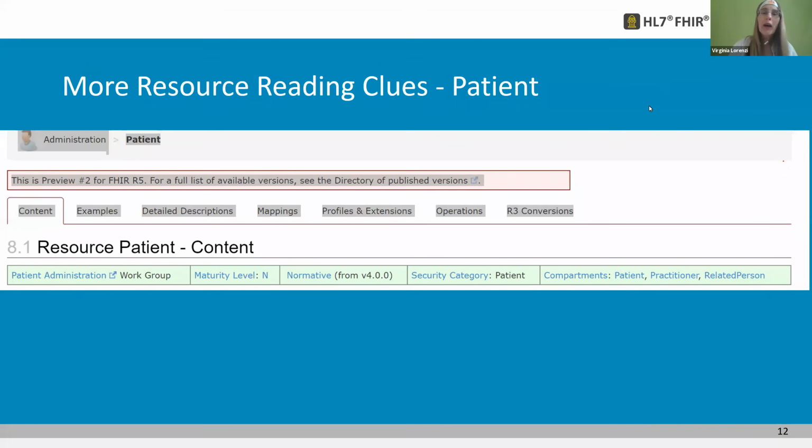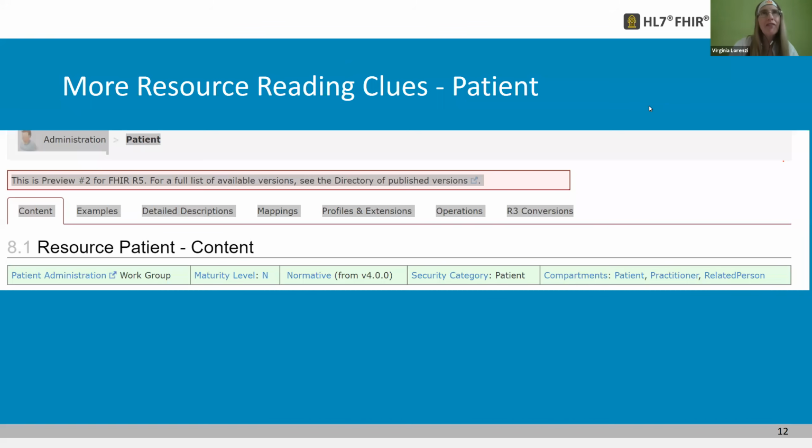So moving on, let's look at a little more resource clues under patient. Now, I don't know about you, but sometimes I miss things that are at the top of the screen or on the side. And that's what I did for a long time when I read resources. At the top, when you first open up a resource, you will see this line of content, examples, detailed descriptions, mappings, profiles and extensions, operations, and R3 conversions. I just want to point that out because you might miss it.